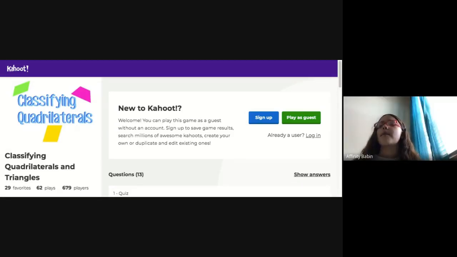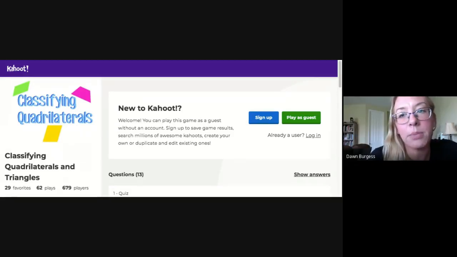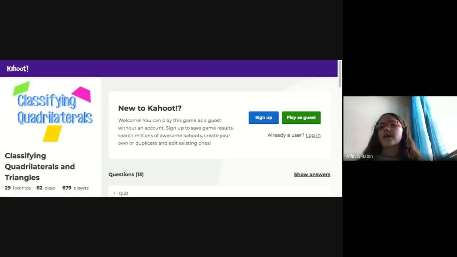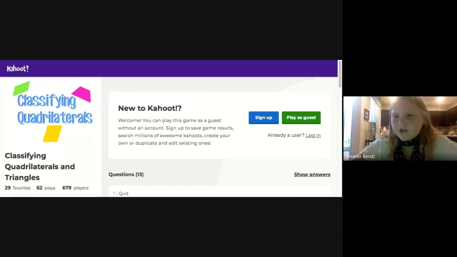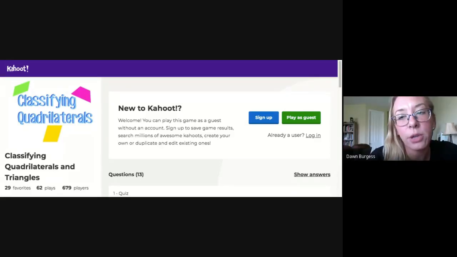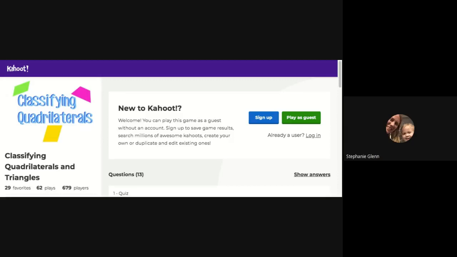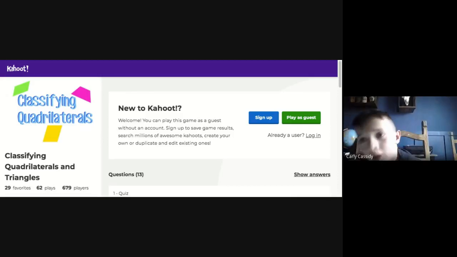An iPad. Can you open up a new tab as if you were going on an internet site? How do I do that? There should be a little plus sign on the side. Just put Kahoot. KAHOOT.IT.